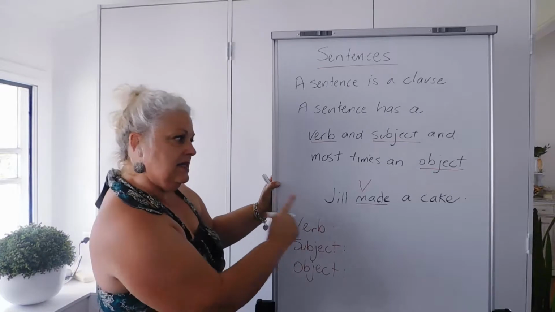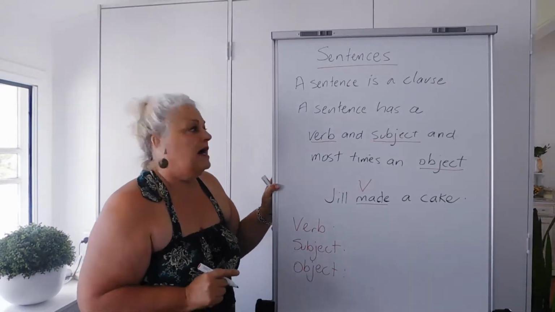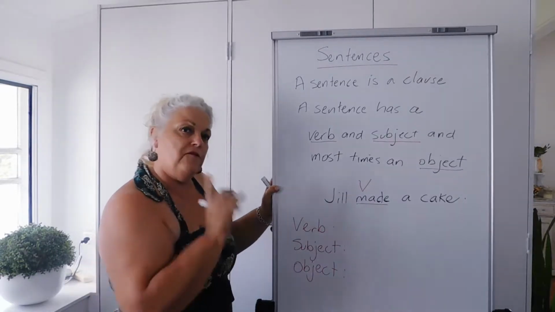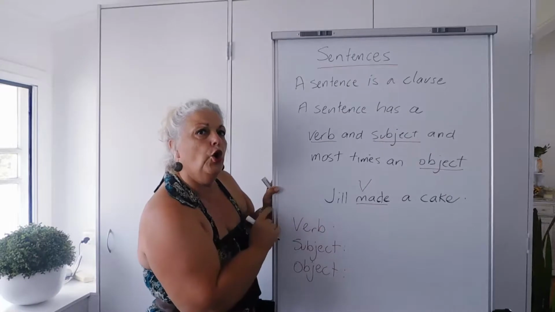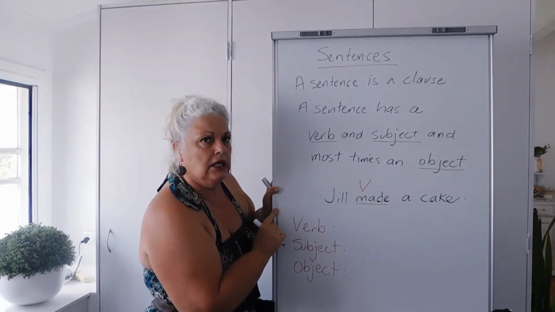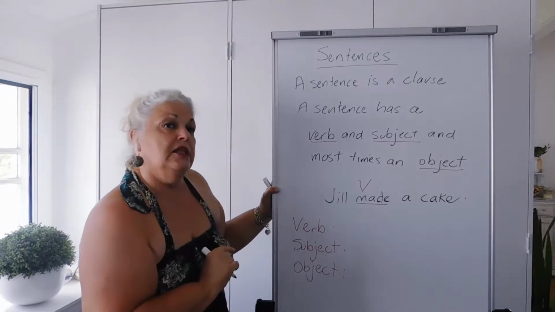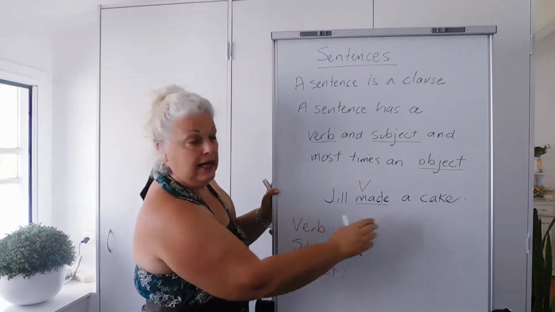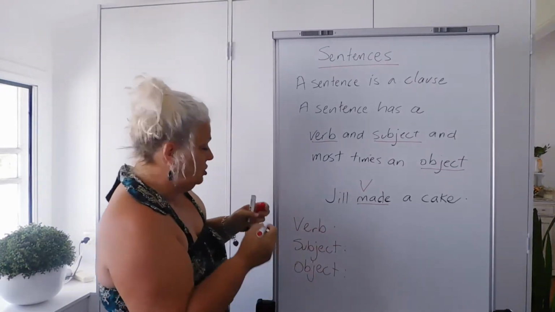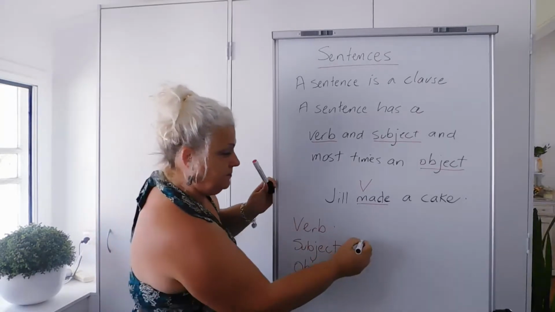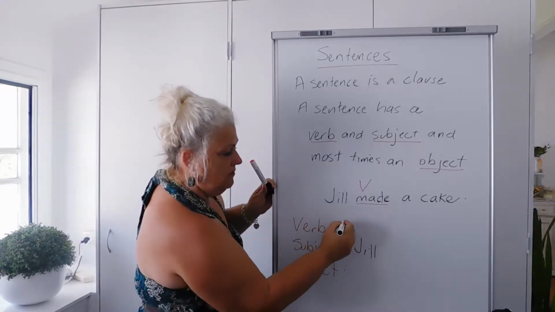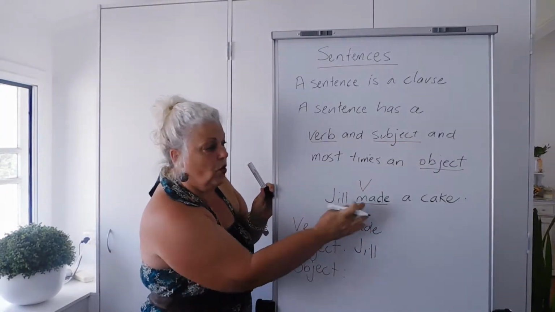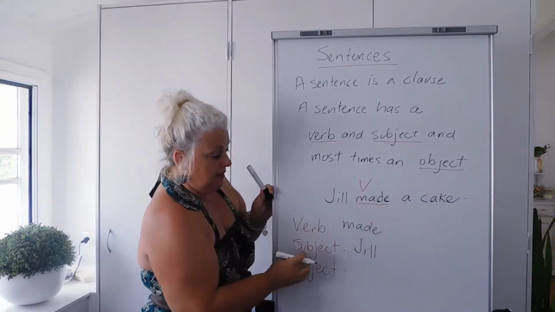Now, how do we know if that is a sentence? To find out if it has a subject, you have to ask the verb a question. Before the verb, you say, who or what made? And the answer will always be the subject. So in this case, who or what made the cake? Jill. So Jill will be the subject. The verb we've decided is made. We start with the verb, we ask who or what made, Jill made, that's the subject.